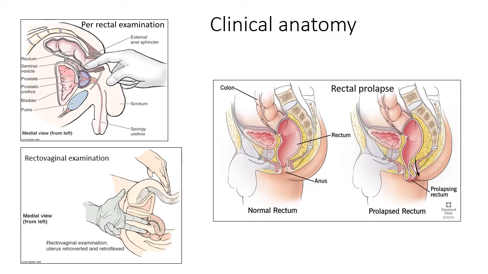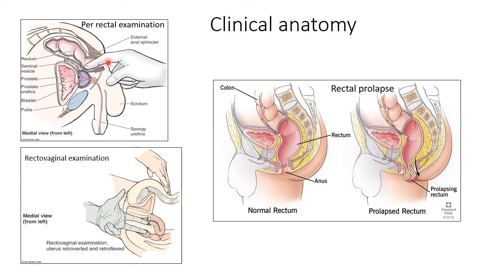Applied anatomy of rectum and anal canal. Now this relates to the relations. I mentioned the relations and I stressed the relations. Now, you know, in males the prostate is anterior to the rectum, and this can be utilized clinically by a procedure called perirectal examination.